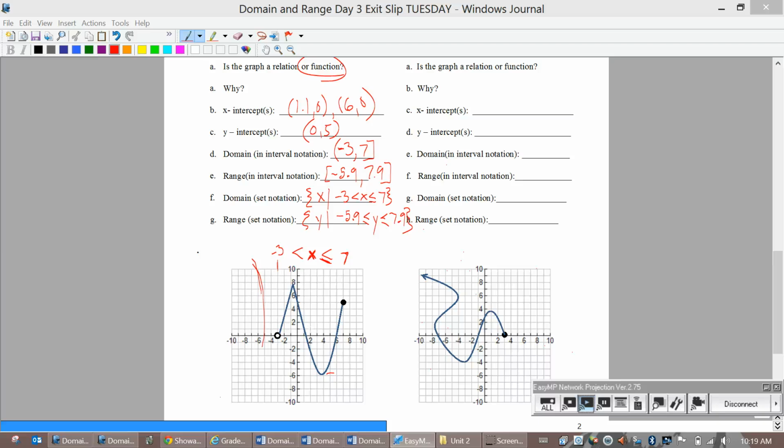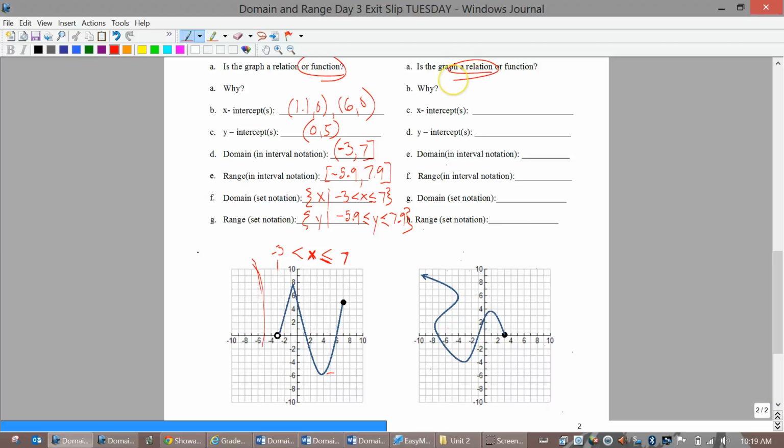Okay, question: is the graph a relation or a function? This is just a relation, right? Because a vertical line hits it 3 times, like right there. So it's not a function. It's just a relation.